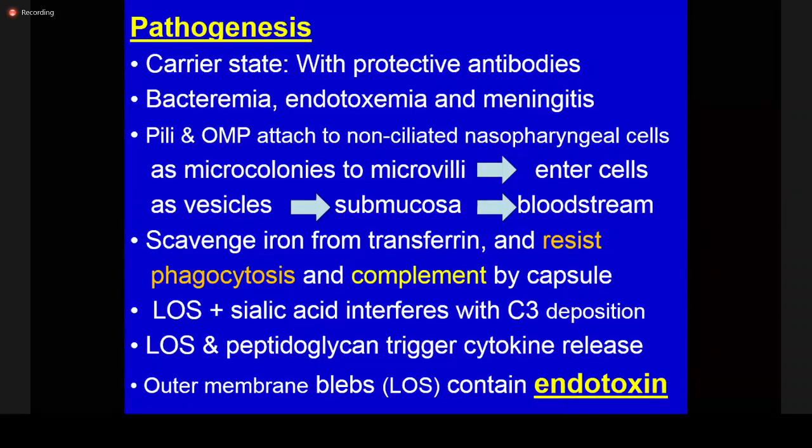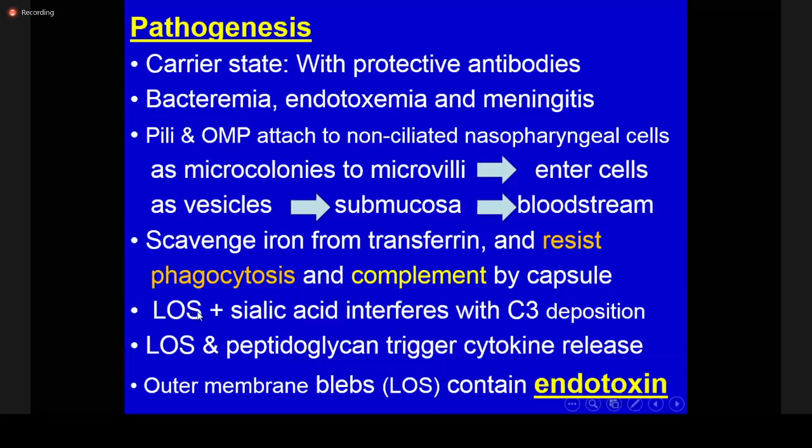These nasopharyngeal cells have microvilli. So micro colonies attach to these cells and then enter inside the cells as vesicles and go to the submucosa. Because they are capsulated, they can resist phagocytosis and enter the bloodstream. They can take iron from transferrin and resist phagocytosis, and also resist complement by their capsule. Because they are capsulated, they are more resistant to complement lysis than other microorganisms.